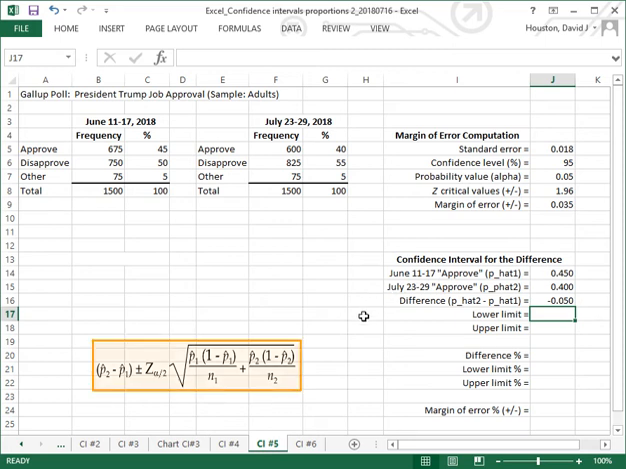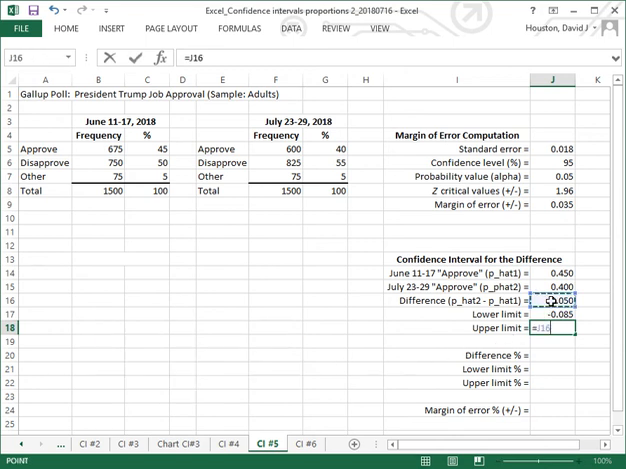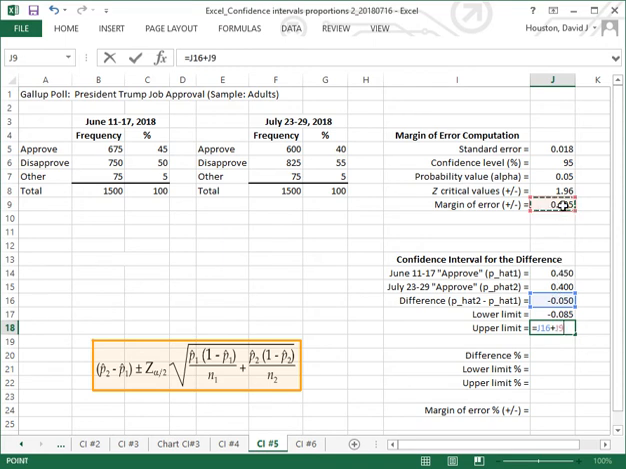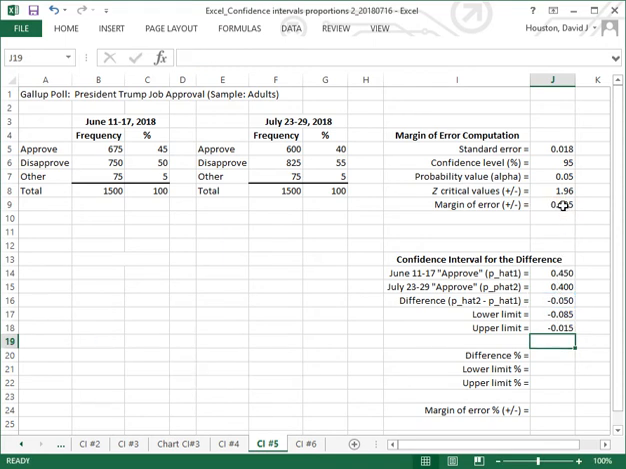Now the lower limit for our confidence interval is nothing more than that difference we just computed of minus 0.05 proportion, subtracting from that our margin of error. Then the upper limit again will be that difference in proportion, and now we're going to add to that the margin of error. And there we have our lower and upper limits.